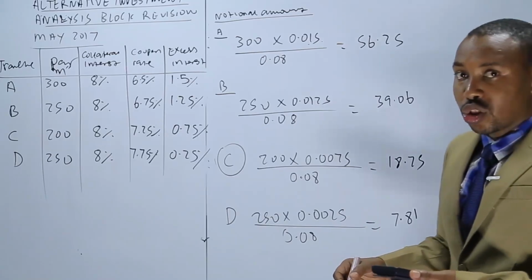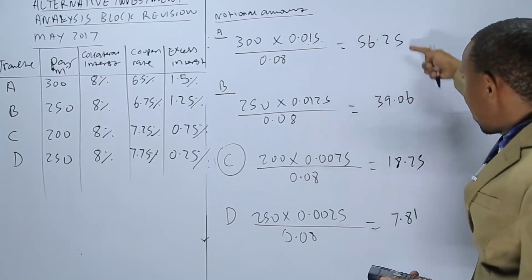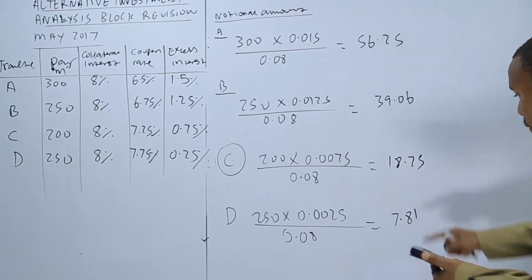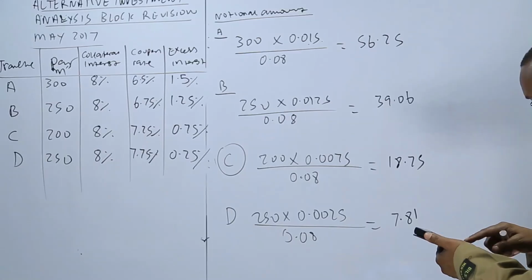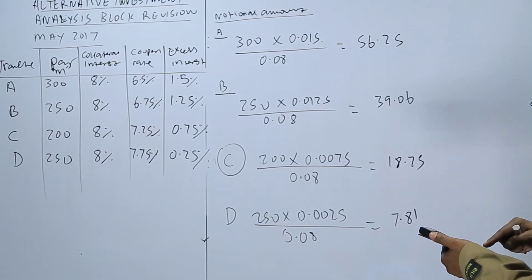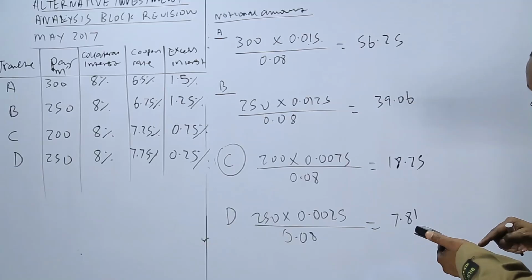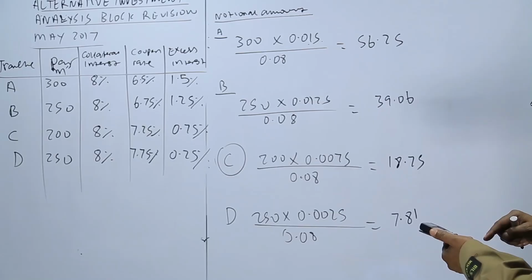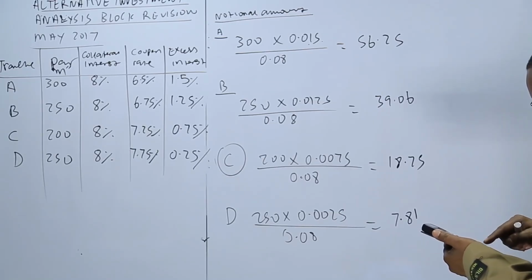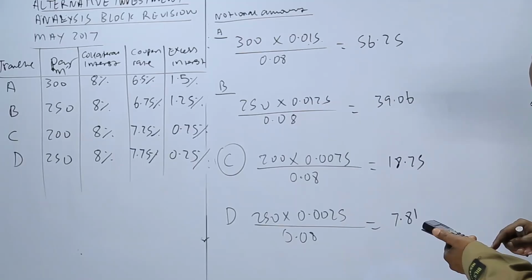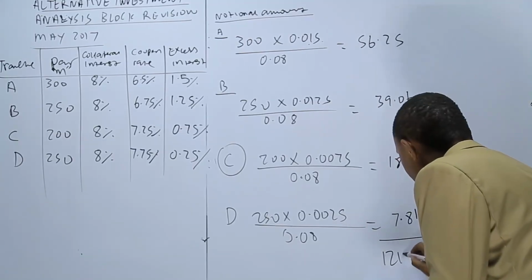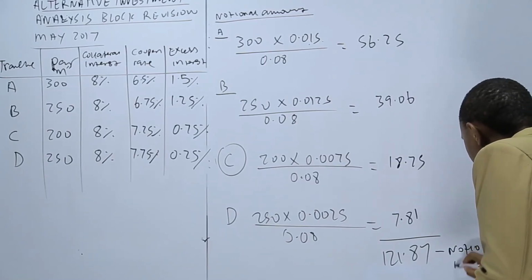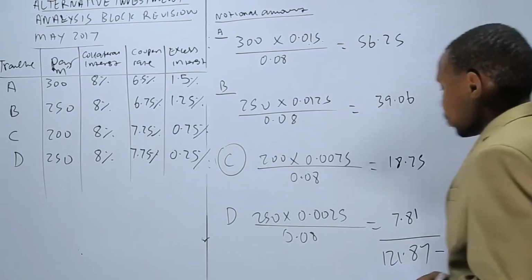So in order for us to get the notional amount, what we need to do is just to sum up these values over there. Then there is the notional interest only tranche that is created. So we start from here, 7.81 plus 18.75 plus 39.06 plus 56.25. That gives 121.87. So we have 121.87. That is the notional amount. Like that.